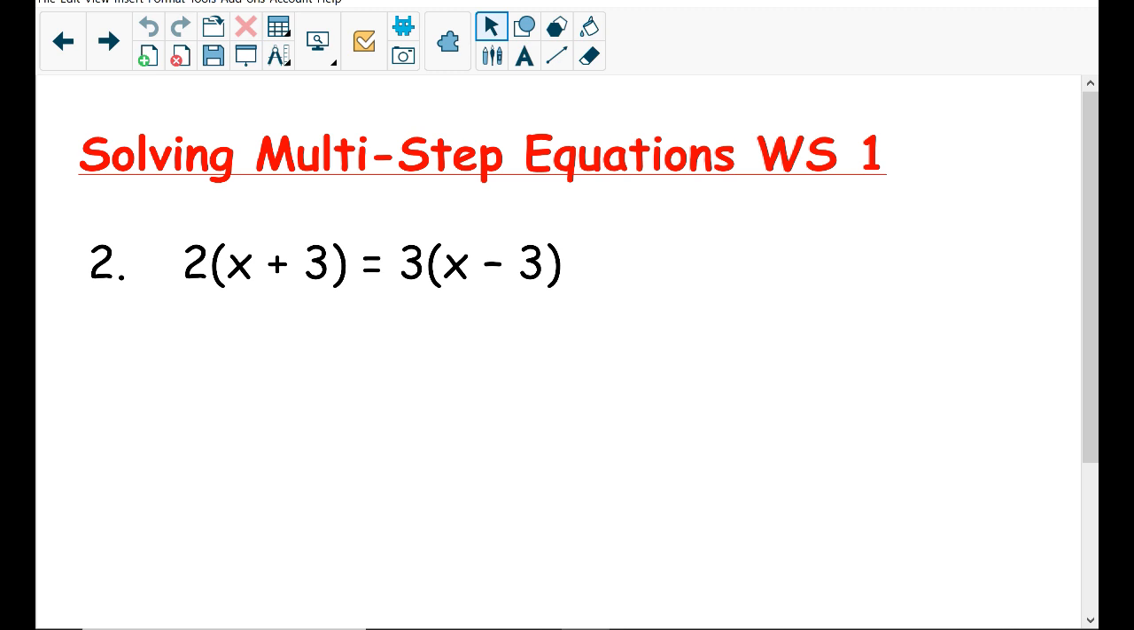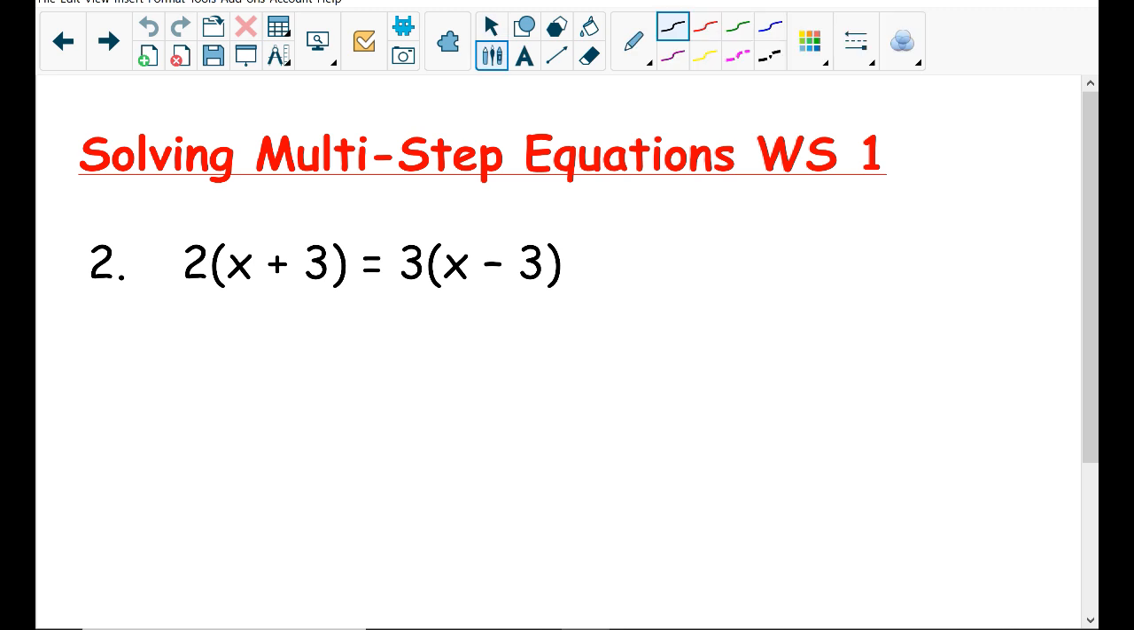Getting variables on the same side. So you'll see variables on the same side, or on both sides now. So getting them on one side, and then, well, multiply and divide the same as the other was. So let's take a look at number 2 on your worksheet.